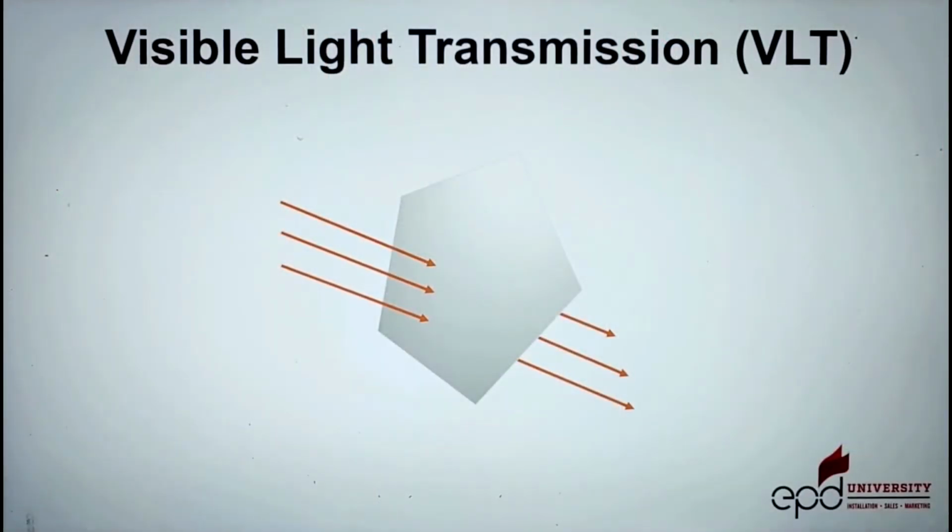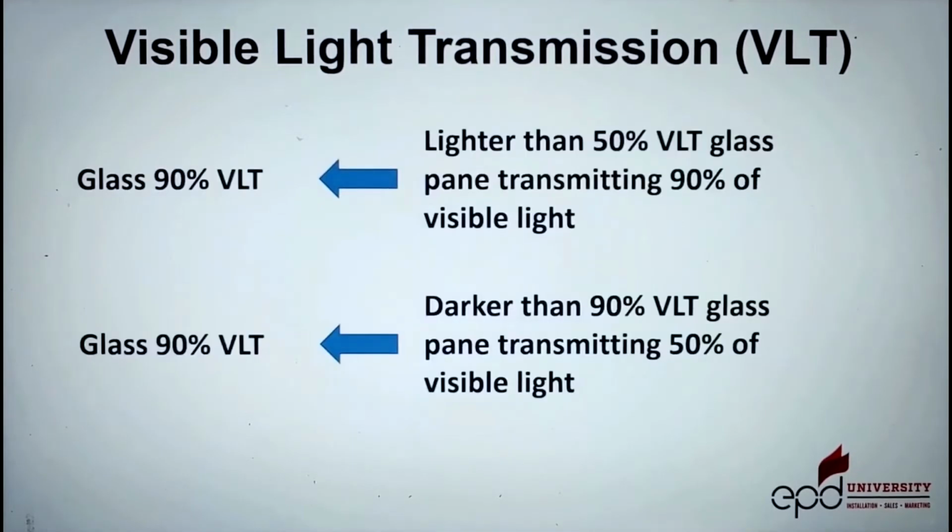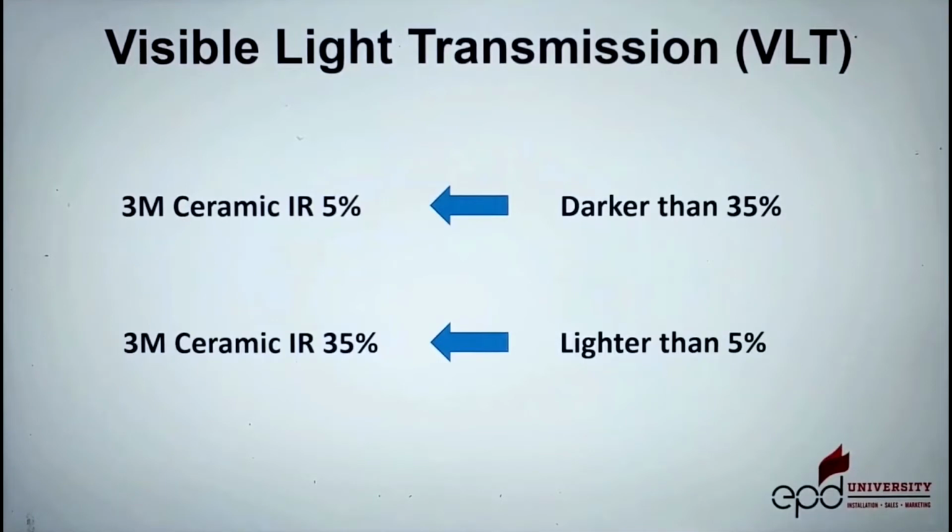Visible light transmission, also abbreviated as VLT, refers to the percentage of the sun's visible light that passes through a material. In our case, those materials are glass, film, and the combination of film installed on glass. As I just mentioned, VLT refers to a percentage, a number. So the higher the VLT of a material such as glass, the lighter the glass is. The lower the VLT, the darker it is. The same is true for a film. The higher the VLT of the film, the lighter the film, and vice versa.